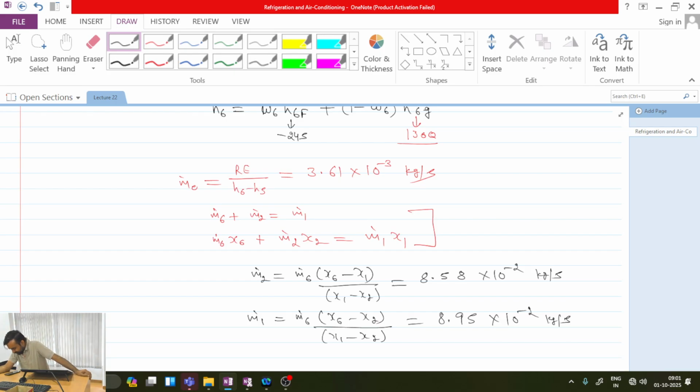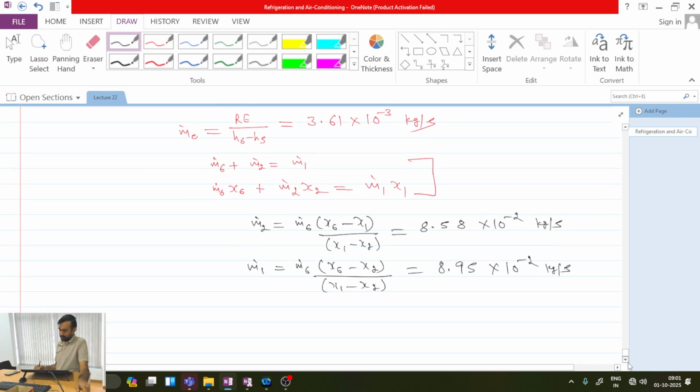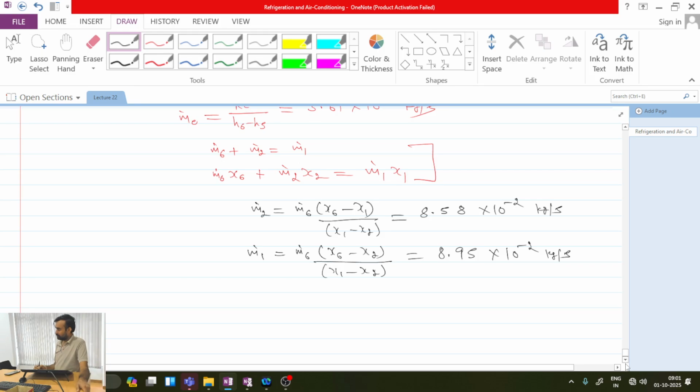Now what I need to do is calculate all the heats in the absorber, condenser and generator. Evaporator we already know, 1 ton of refrigeration. Okay. So how to calculate heat in the absorber? No. Because across the absorber, if you apply enthalpy, then there is one more unknown, QA. So that's why that will not work.